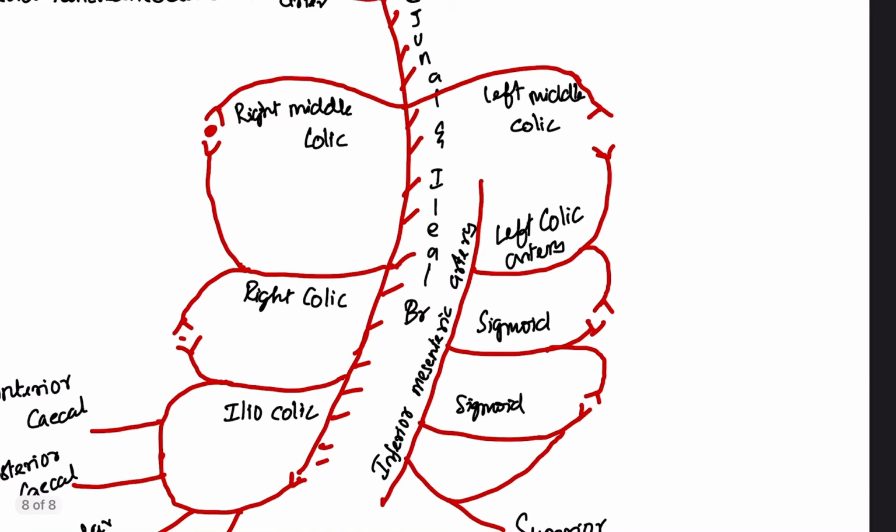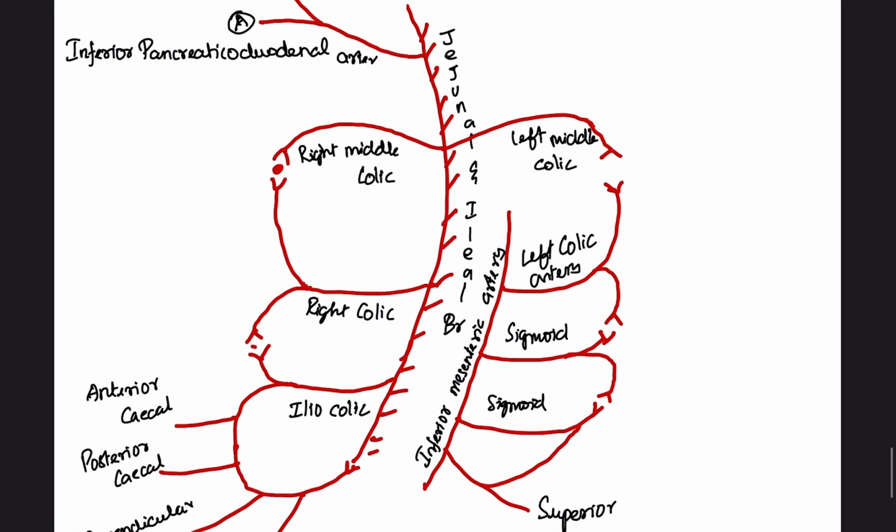Okay. Here there is one important point I need to mention. Splenic flexure. Splenic flexure is the area where the superior mesenteric artery and the inferior mesenteric artery anastomose with each other.